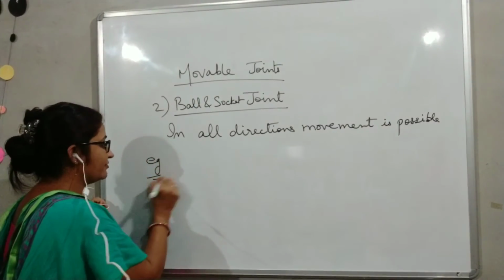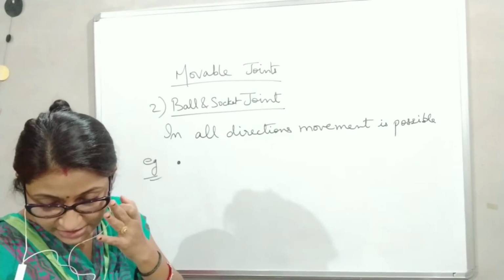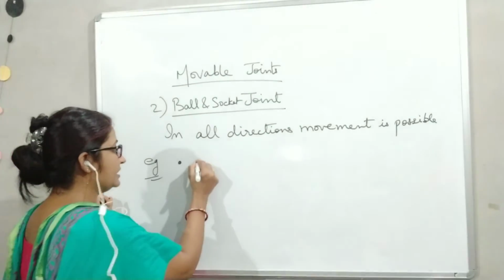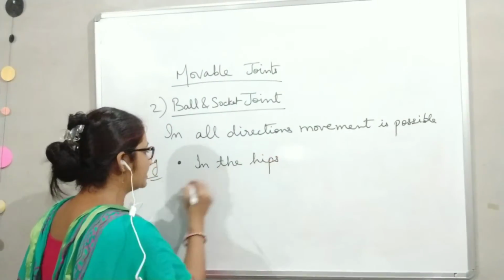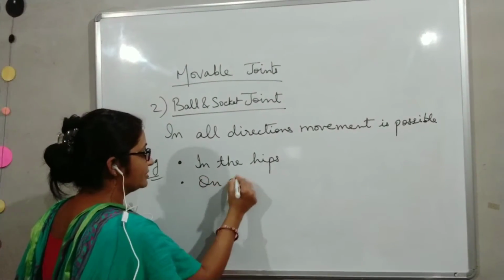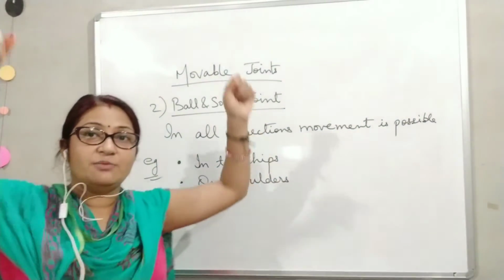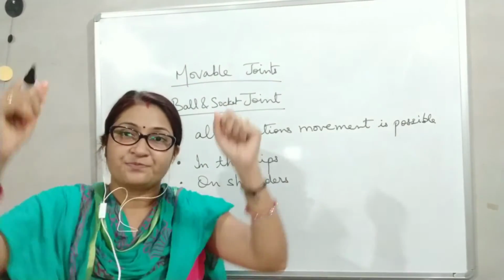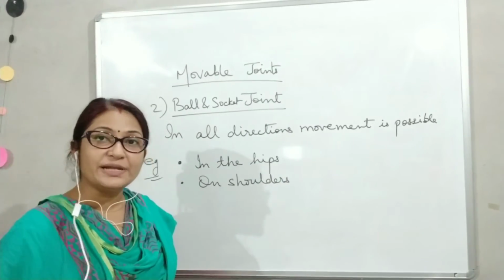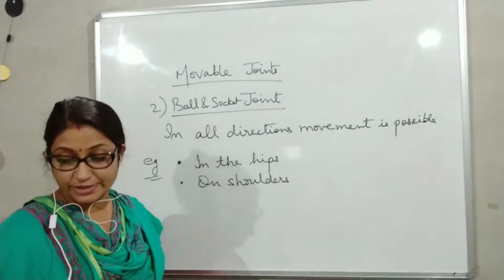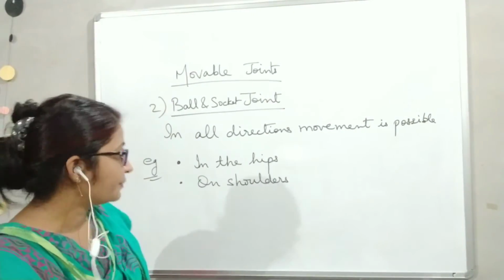Let's look at the examples of ball and socket joints. They are found in your hips and shoulders. These joints are found at these two places where we are able to move our hand in all directions. You can see in the image also, these are the two places where you find the ball and socket joint.